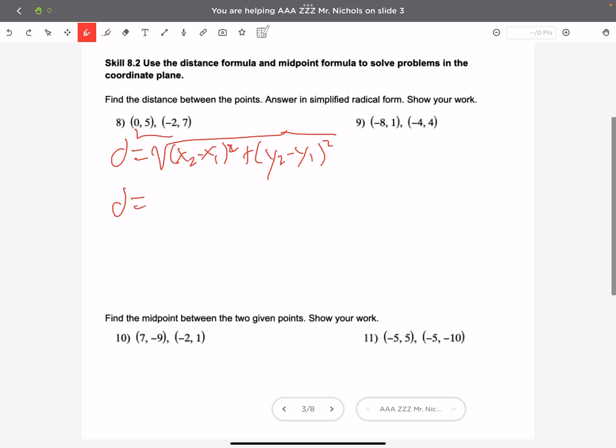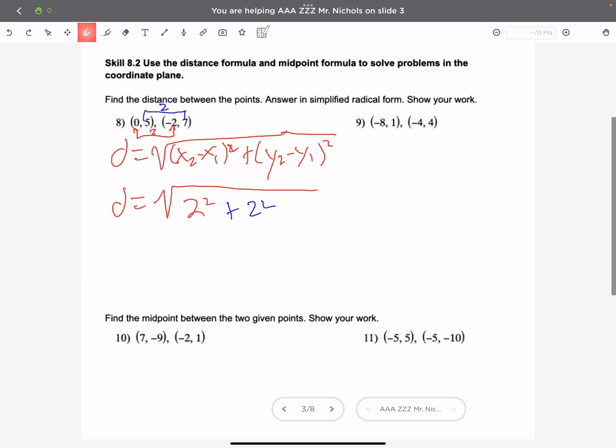So from 0 to -2, I go a distance of 2. So I'm still doing d is equal to the square root. But in that case, I went 2, so I would do 2 squared, right? Because that's 2. Let me switch up colors. And then from 5 to 7, I also have a distance of 2. That's along my y-axis. And so that's going to be plus 2 squared. So I have d is equal to the square root of 2 squared plus 2 squared.